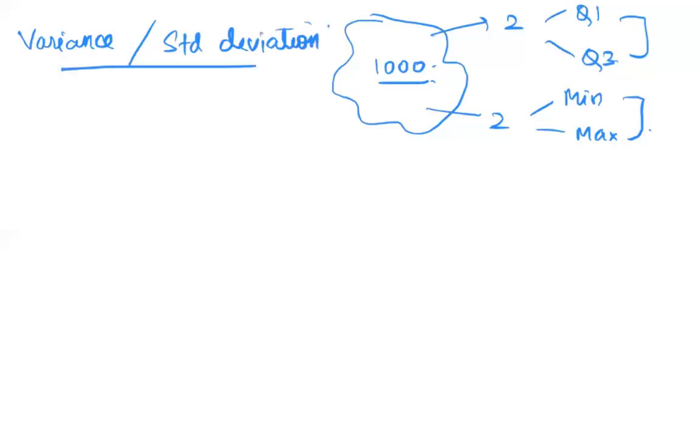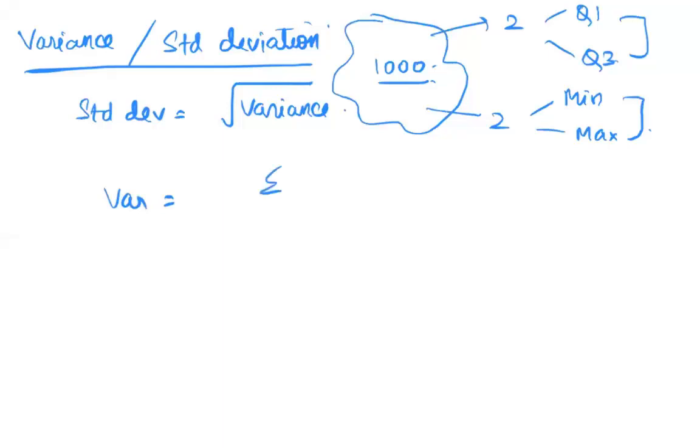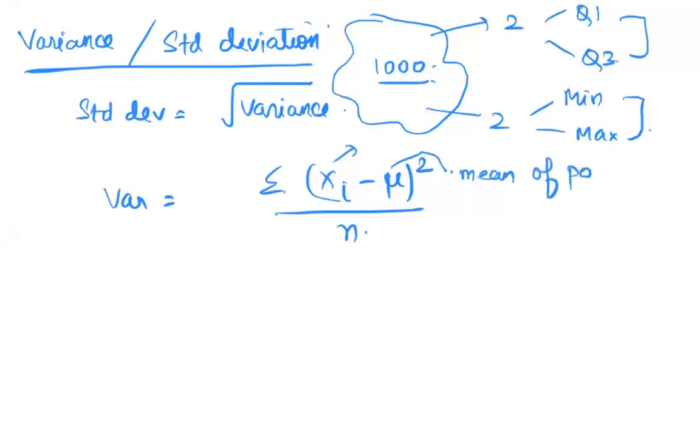Now, standard deviation is the square root of variance, so these are very close. We'll discuss what variance is, and the square root of that value will become the standard deviation. Now, what's variance? The formula for variance goes like this: sigma (xi minus mu) whole squared, divided by n. So xi is every unique point in your population, and mu is the mean of the population. So you're using a central tendency measure.